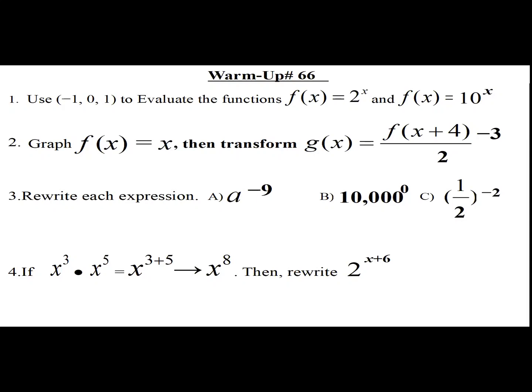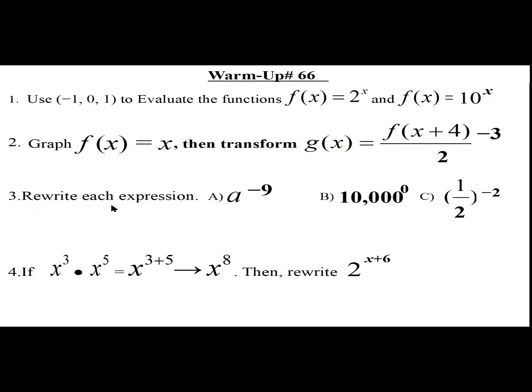Yeah? All right. So our warm-up for today, warm-up number 66, is on your screen. Number 1 says use -1, 0, 1 to evaluate the functions f of x equals 2 to the x power and f of x equals 10 to the x power. Number 2, graph f of x equals x, then transform using g of x equals f of (x plus 4) all over 2. And then to the side, we have a constant of -3.